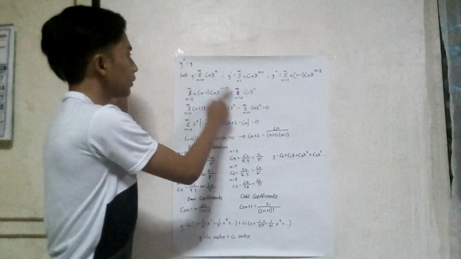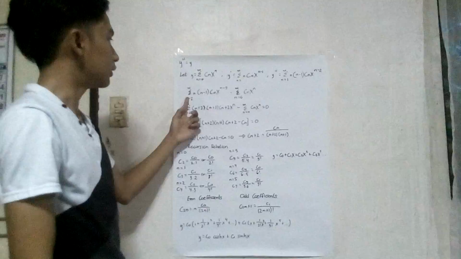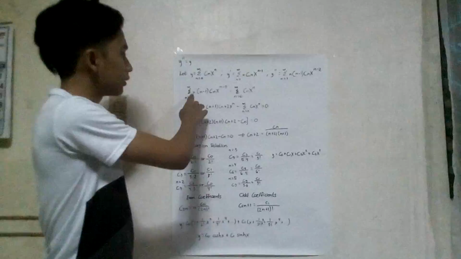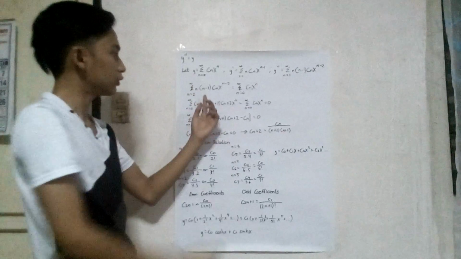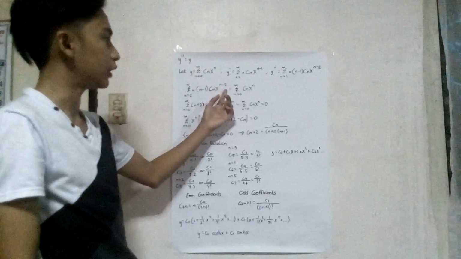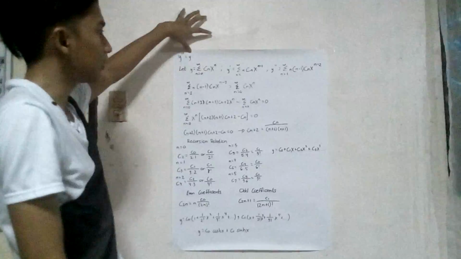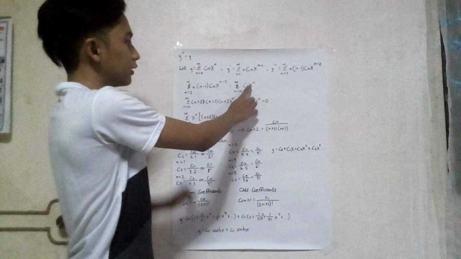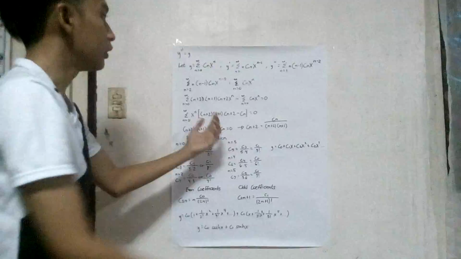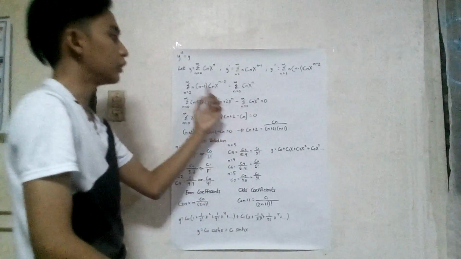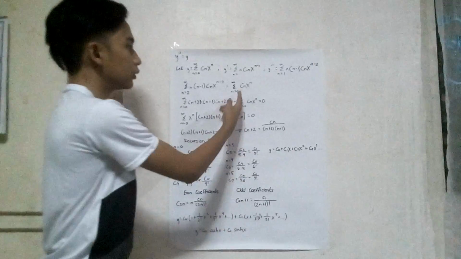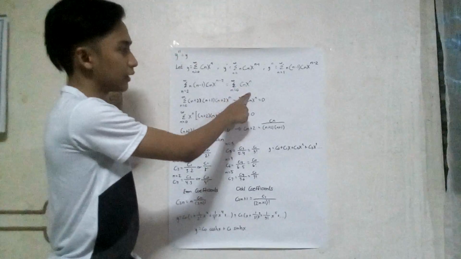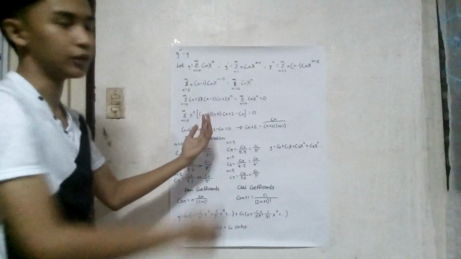So y double prime is this one with the limit of 2 to infinity, n times n minus 1 times cn x raised to n minus 2, equals y, which is the summation of cn times x raised to n. So we have to equate this to 0. What we are going to do is transpose the value of y, which is cn times x raised to n, to the other side of the equation.